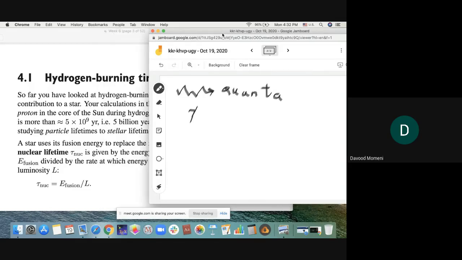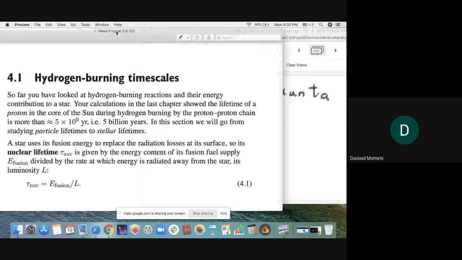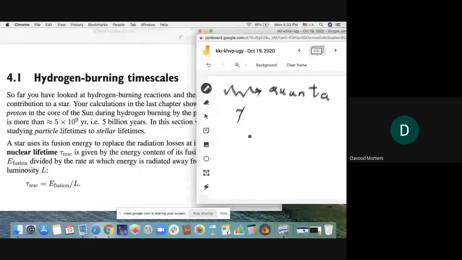As you see, because the radiation is related to the light, and the light emitted from the star is calculated by the luminosity. So you can say that the nuclear lifetime, the time for the nuclear fusion, tau, is given by the energy radiated or created during the fusion over the luminosity.